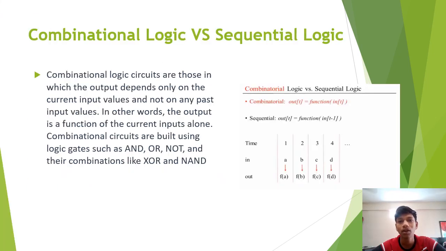Combinational logic versus sequential logic. In combinational logic, the output depends on the corresponding input value, but not on the past input value. As we see in the diagram, at a certain interval 1, the input value is A and the output will be f of A, but not f of B or f of C. In interval 2, the input value is B and the corresponding output will be f of B, but not f of A. That is how combinational logic works. Generally, combinational circuits are built using basic gates like OR, AND, NOT, and their combinations.